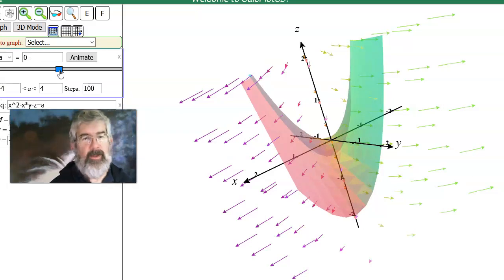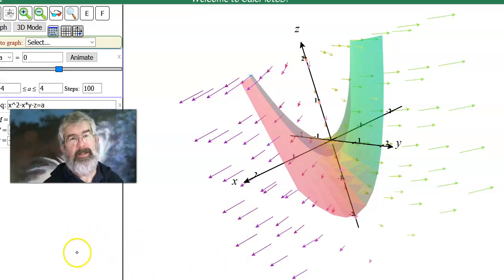And that gradient field would give us normal vectors for tangent planes wherever we wanted them. So there you go. There's using the gradient to help you find equations of tangent planes.